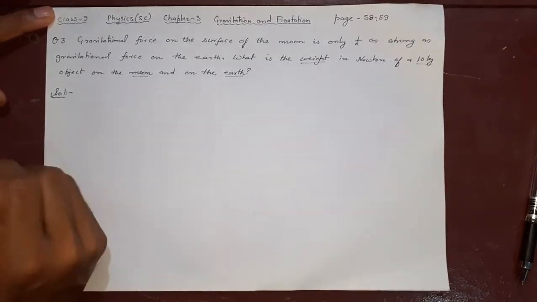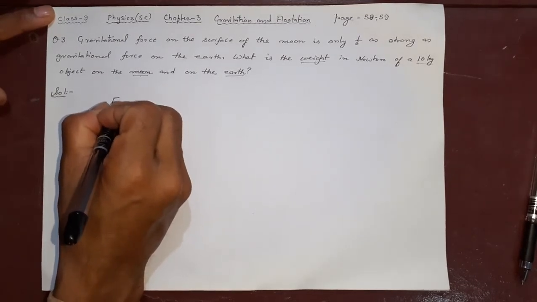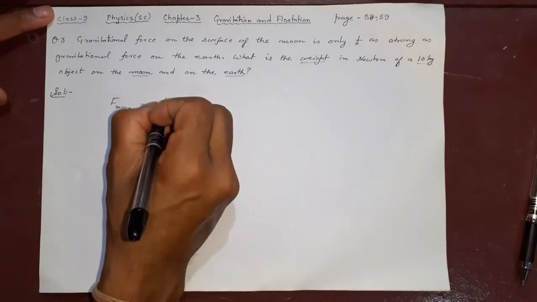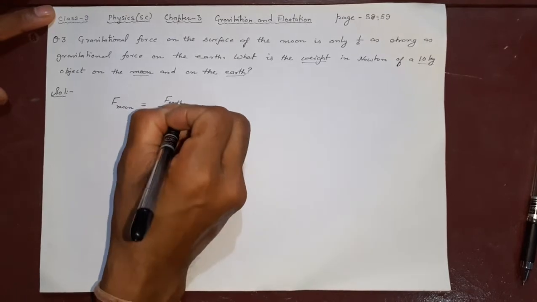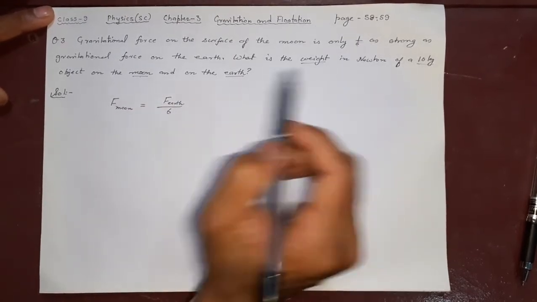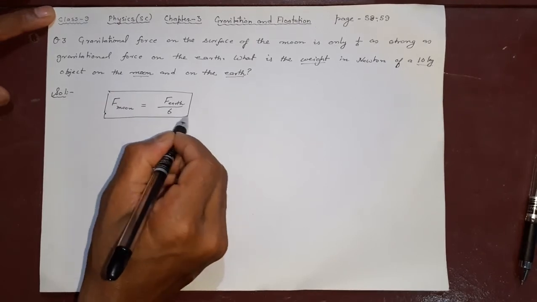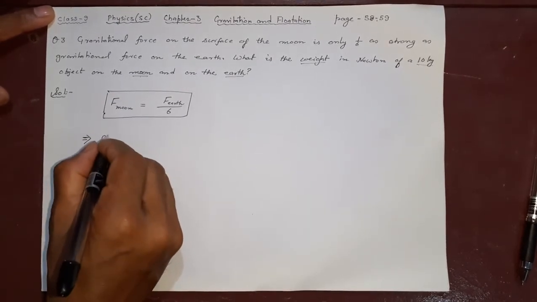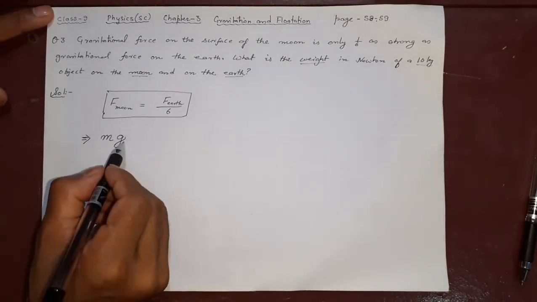Okay, so one thing we know is that F on the moon, gravitational force on the moon, is force on the earth divided by 6. This is the meaning of 1/6. Okay, this is a known thing. Already we know this. Now, force formula is mass into acceleration due to gravity. But acceleration due to gravity in the moon.